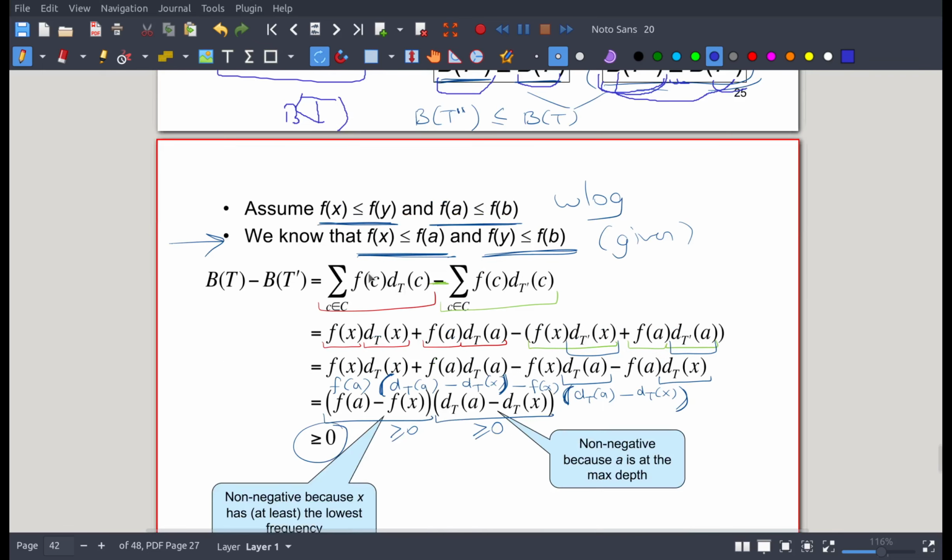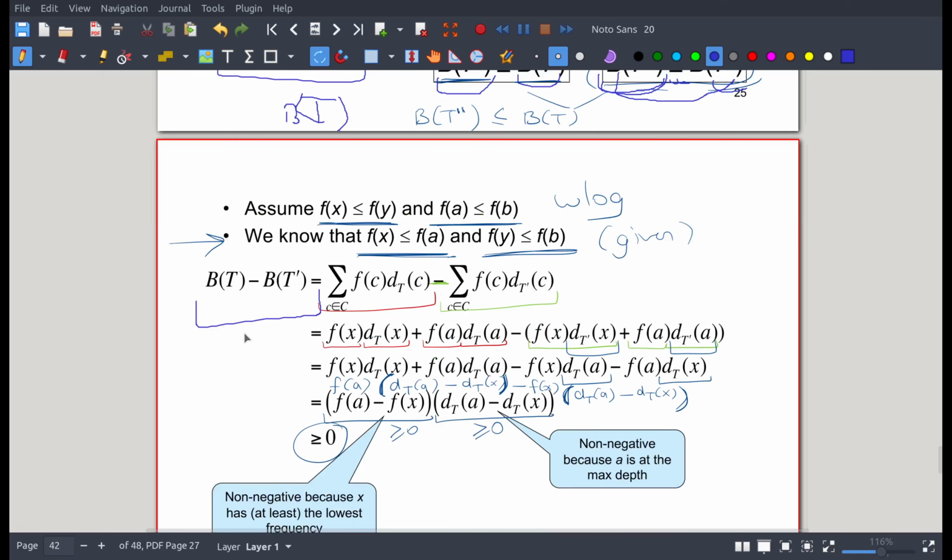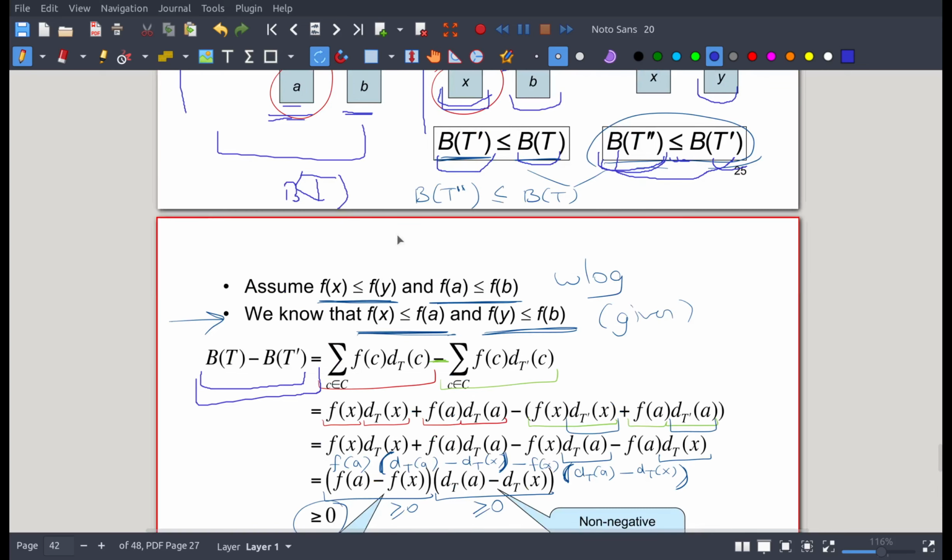So now the proof is in the formula way. We're trying to prove that this is greater than or equal to 0. Why would this be greater than or equal to 0? As I explained over here, B T is the cost of the first tree, minus the cost of the second tree, right?